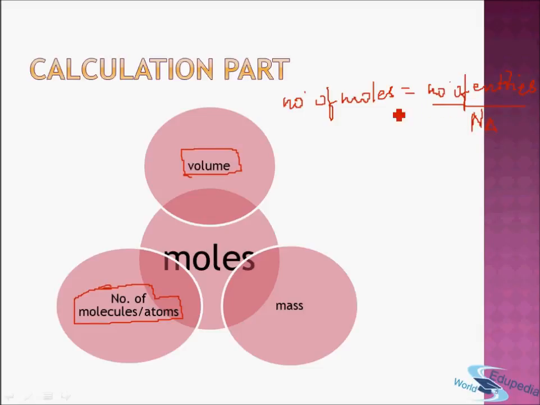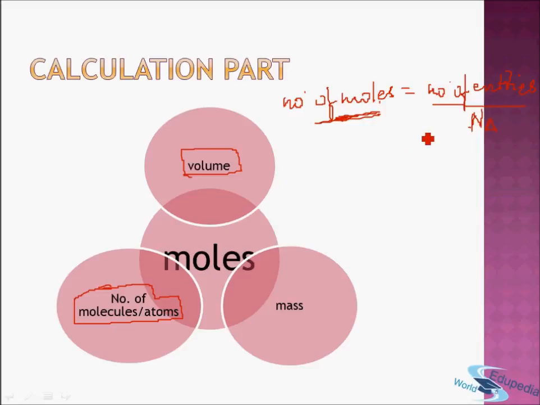Once I know number of molecules or atoms, that is number of entities, I simply need to divide them by Avogadro's number, that is 6.022 multiplied with 10 to the power 23, and the answer will give me number of moles, right? So I can calculate number of moles if I have number of molecules, or vice versa. If I have number of moles, I simply multiply number of moles with Na, that is Avogadro number, and what I get is number of entities.